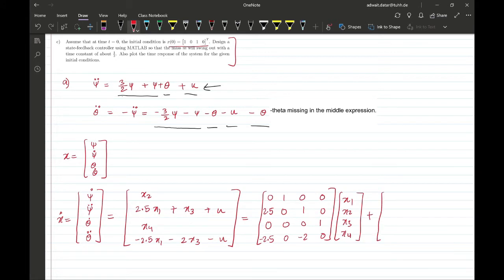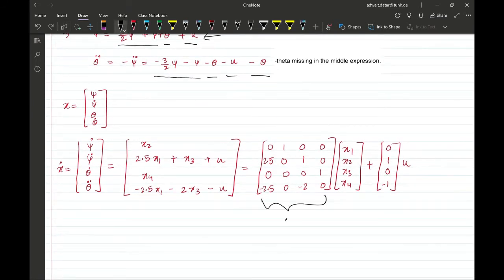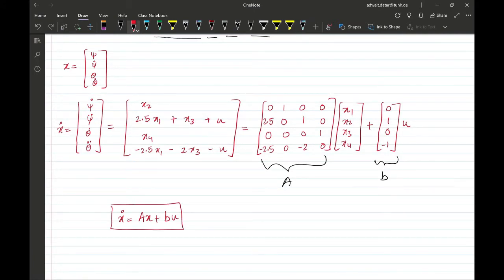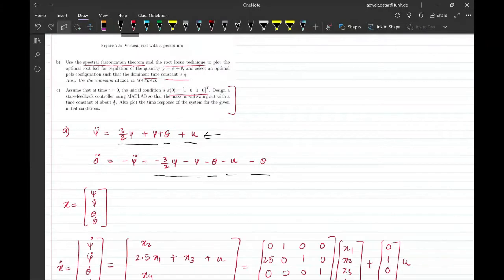And then we have a u term which we've not accounted for yet, with a positive sign in the second equation and a negative sign in the fourth equation. So we have an A matrix and a B matrix, and we can now write down the system in the form of the state space model as here. So that's the first subproblem, the A part.